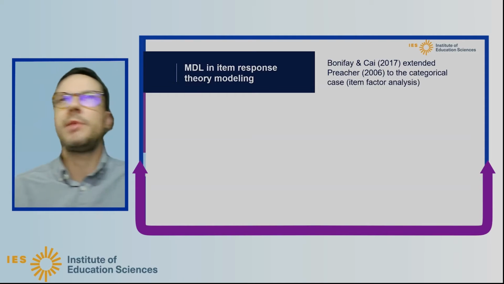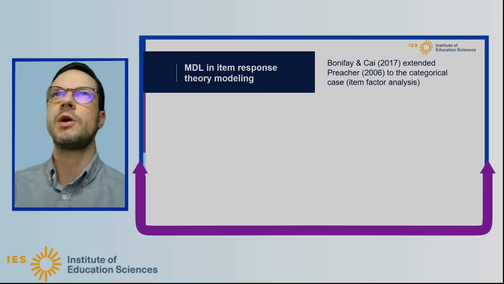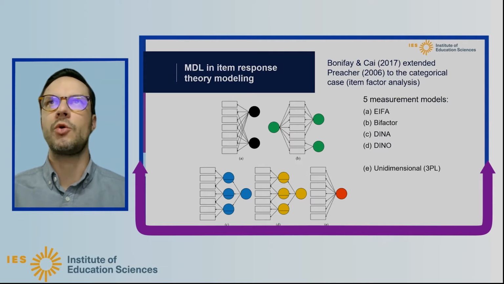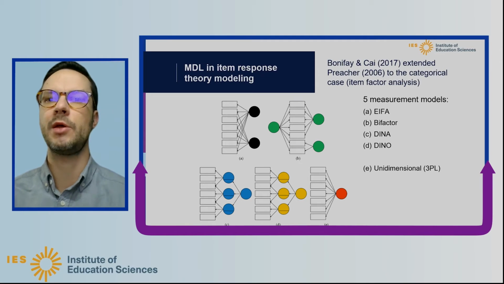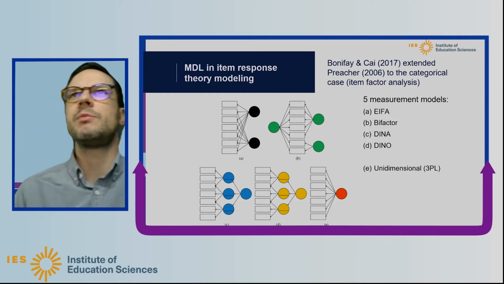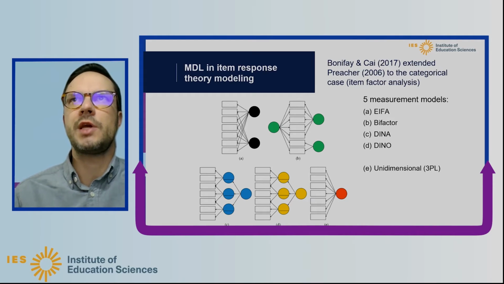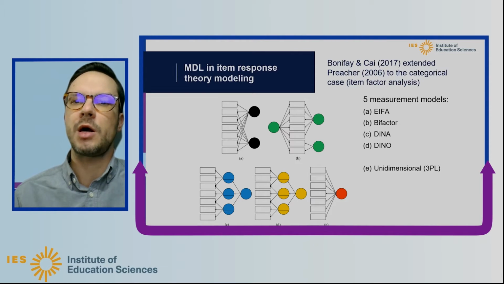In the 2017 paper, myself and Lee Tsai extended Preacher's work to the case of categorical data. We looked at 5 measurement models that are familiar to psychometricians: an exploratory item factor analysis model, a bifactor model, and 2 diagnostic classification models. And we also considered a unidimensional model where each of the items was fit with a 3PL IRT model.